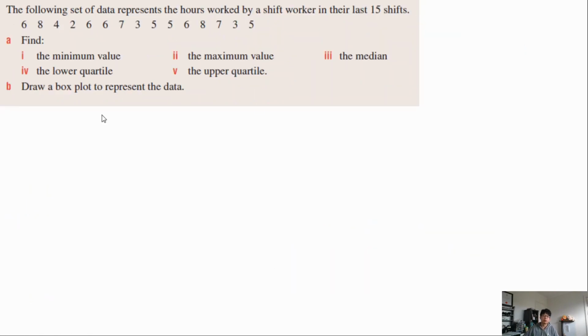Alright, now moving on to the next question. It's your turn. Just pause the video here and have a go at these ones by yourself, and just unpause them when you're ready to go through them with me. Alright, so once again, remember the first step when drawing a box plot is to reorder the data from lowest to highest. So I'll just start off with that.